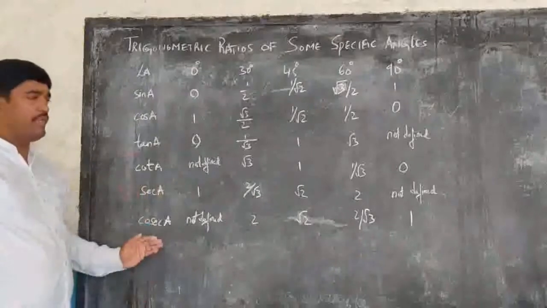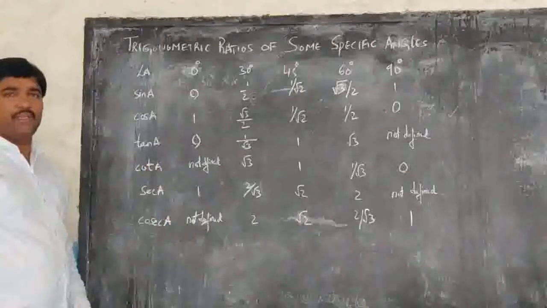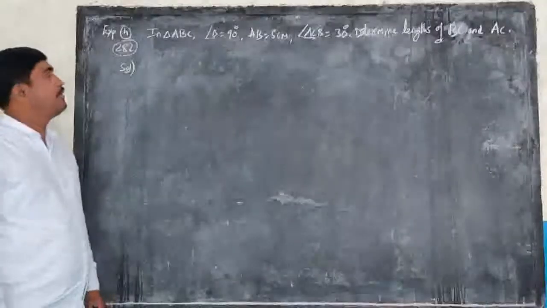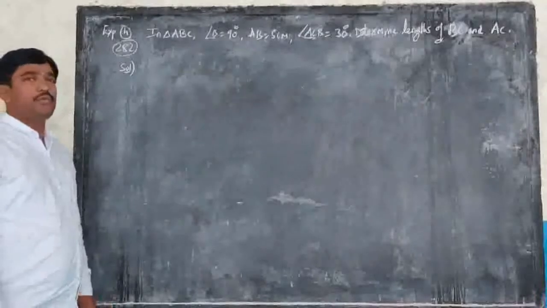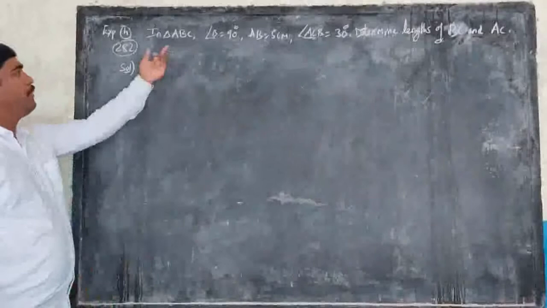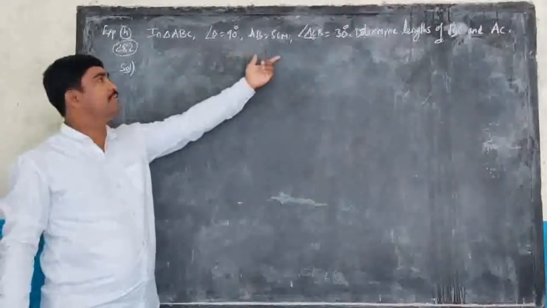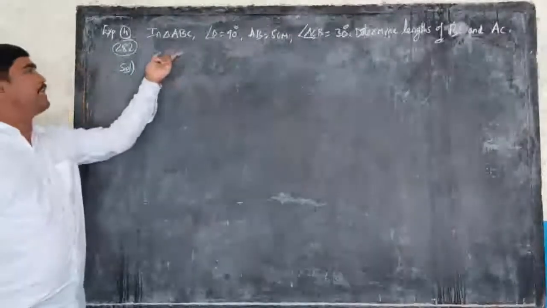The next topic will be problem solving on the specific values of the trigonometric ratios. We will solve the example problem: how to find the lengths of BC and AC when angle B is 90 degrees, given AB equal to 5 cm in a right angle triangle ABC.